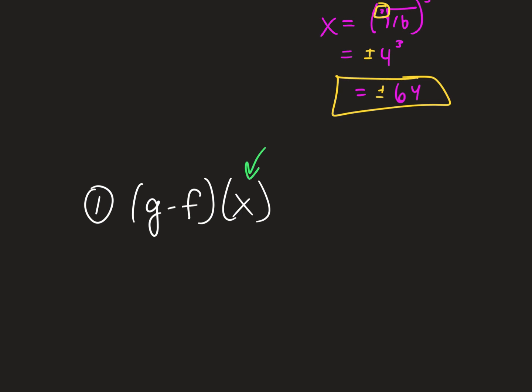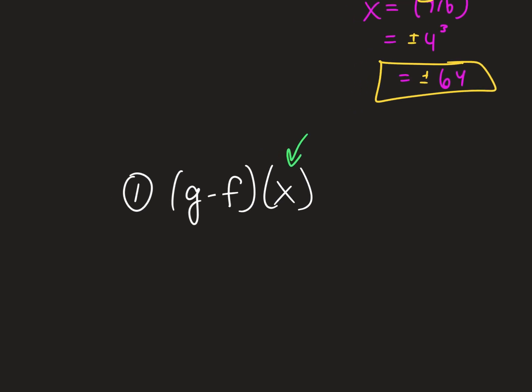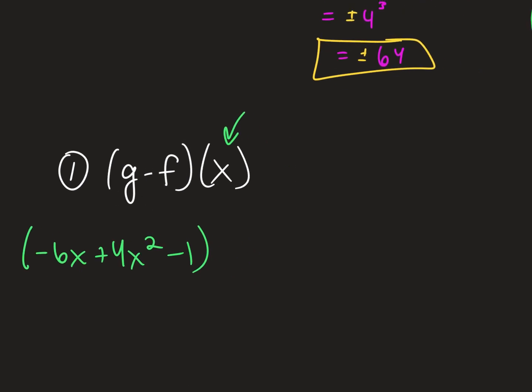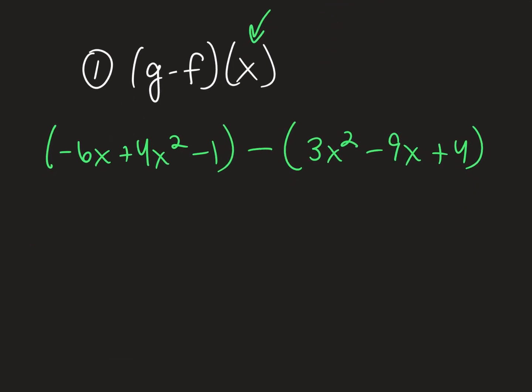So pay attention. If you look on the sheet, your g function is negative 6x plus 4x squared minus 1, correct? Did I write that down right? My f function, so it's minus 3x squared minus 9x plus 4. And it says to leave it in terms of x.